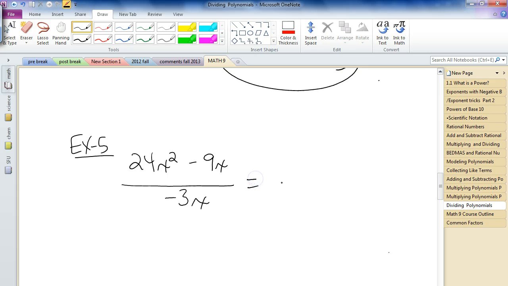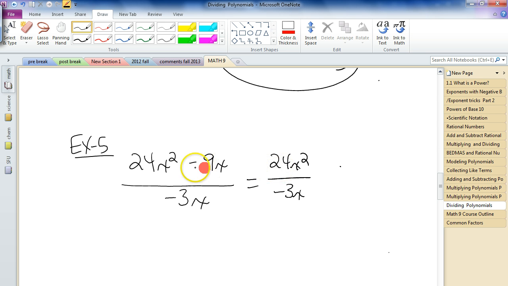Again, rewriting it. So let's do it. This is being divided by the negative 3x, and this is being divided by the negative 3x. So 24x squared all over negative 3x. And now, people keep asking, is this a negative sign or a minus sign? And I always say both, and people look at me confused.